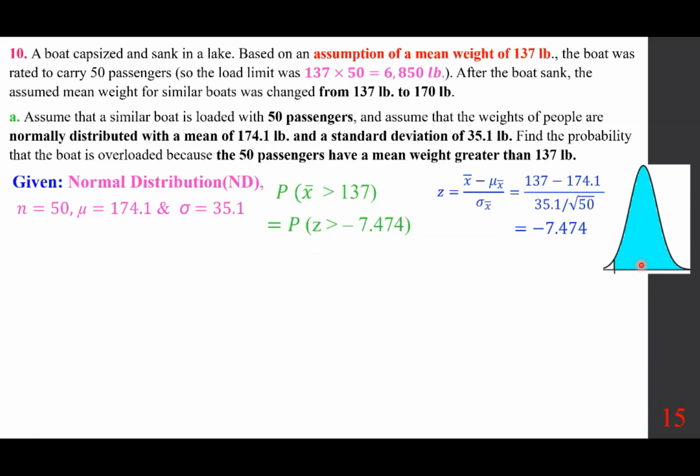And if you look at the graph, basically this is almost 100%, because if you recall again, when we go 3 standard deviations on each side, it covers 99.7%. It's way over -3 here. So everything from -7 all the way to infinity, that's the concept. So this is almost 1 or 100%.